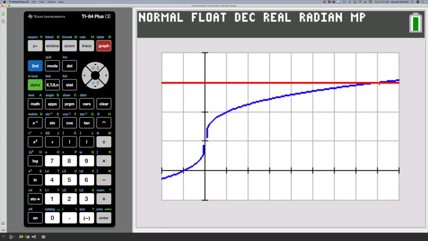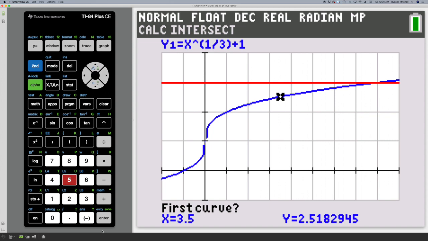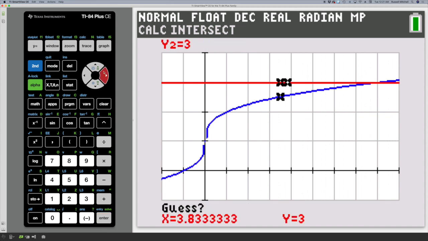Okay, so we want to find this intersection point right here, right? And we want to get the x and the y coordinates. So again, we're going to press second, calc, number 5, intersect, and enter, and enter. And for the guess, we just need to be closer to that one, right? This is the only one right here.